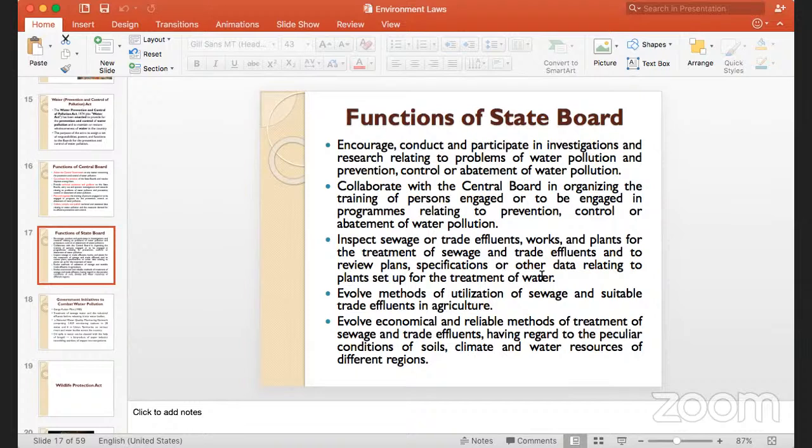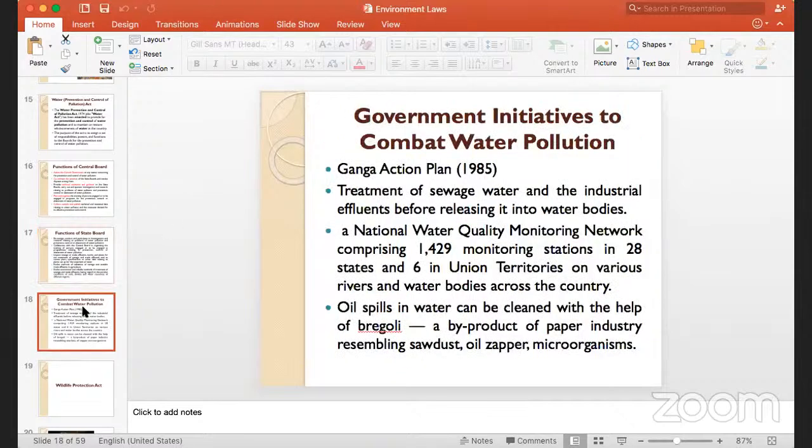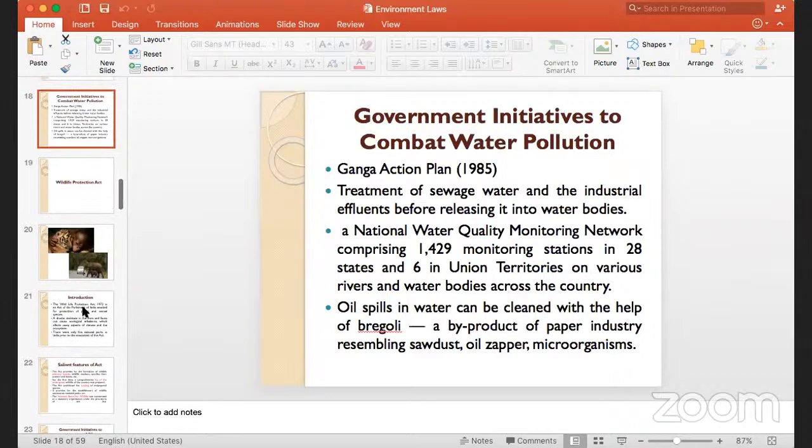It can also collaborate with the central board in organizing the training of people, right? Because all these boards have officials, they have to be trained. Now, what are some initiatives that have been made under this act? You must have heard of the Ganga Action Plan, the Namami Gange project for cleaning the waters of the river Ganga. The river Ganga supports the largest population in India, and thereby there are also many industries along the river. So it is very vital that it has a separate and targeted action plan.